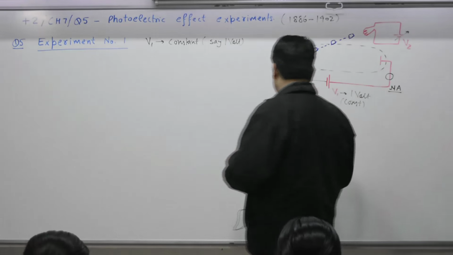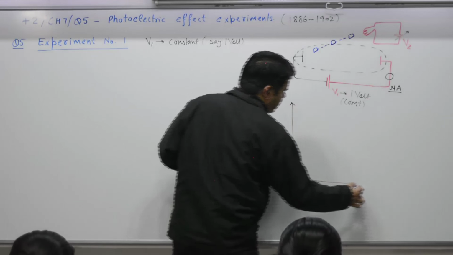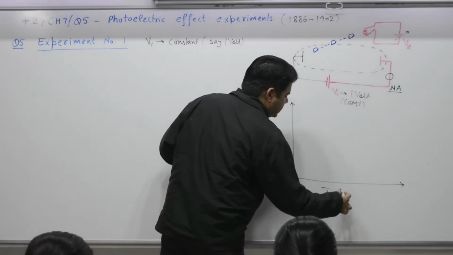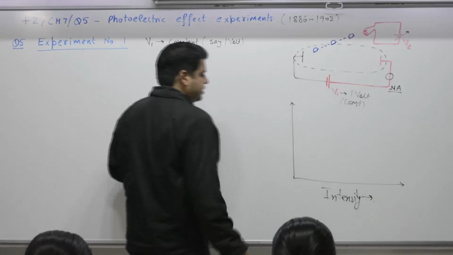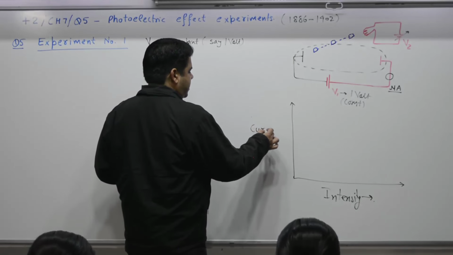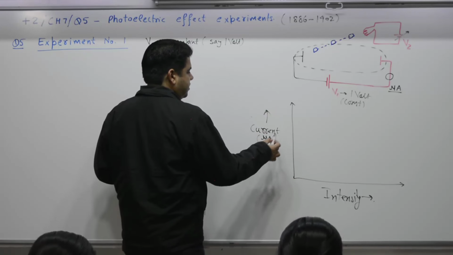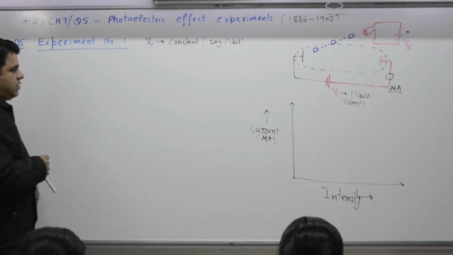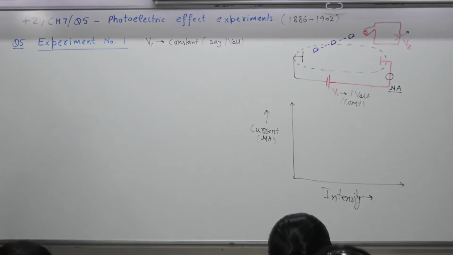We have to plot a graph. Graph of what? Along x-axis, intensity of light, and current in say microammeter, microamperes as measured by the microammeter. 2 minutes with you to draw the diagram.